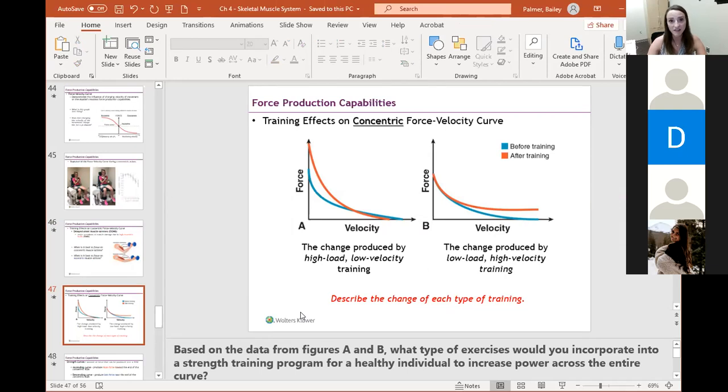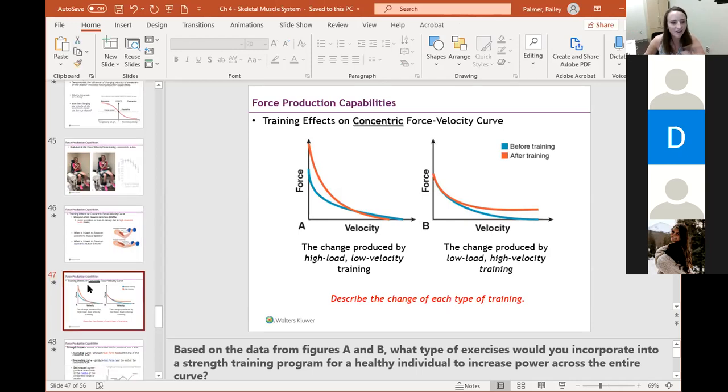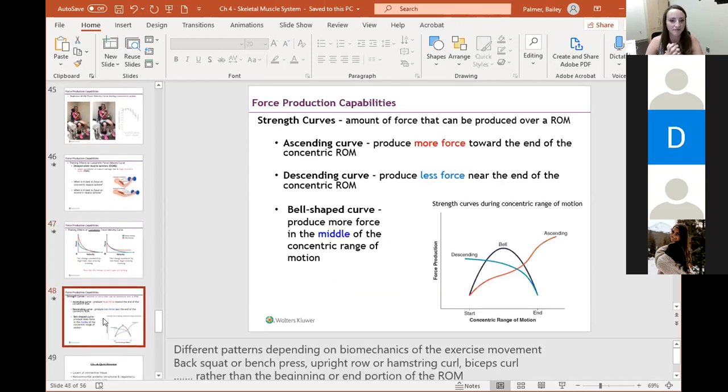You have to know that the optimal shift means to shift the curve upward and to the right. So as you see in this picture right here, when we shift the curve upward, it means we're able to produce higher amounts of force. And when we shift the curve to the right, it means we're able to produce force faster. So more force and at a faster velocity. So yeah, that is the force velocity curve in a very quick demonstration.